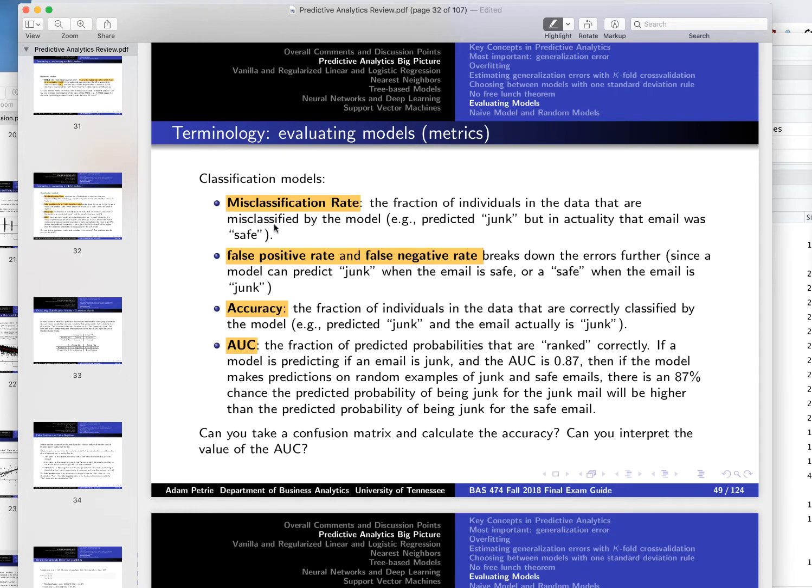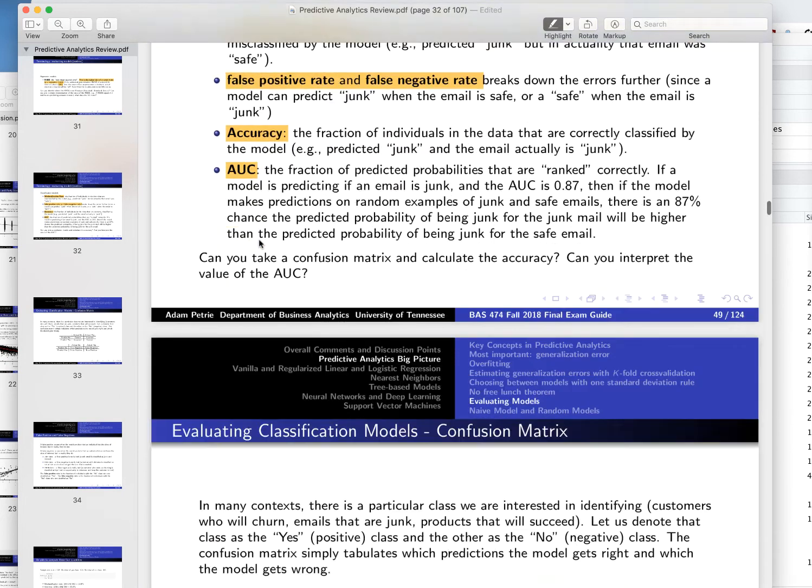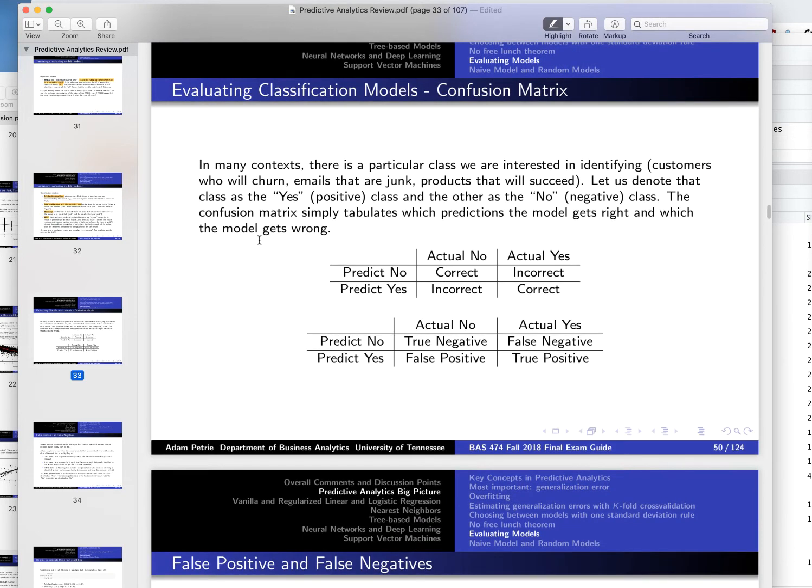So let's talk about that misclassification rate and the false positive, false negative rate. Usually when we evaluate a classification model, we look at the confusion matrix. The reason is that there are actually two ways a model can get it wrong. We might have someone who actually belongs to the no class, but the model predicts yes. That would give us an incorrect response.